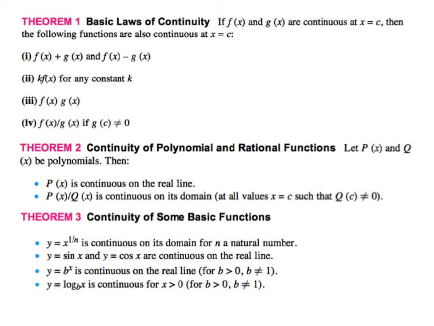Sine and cosine are continuous. Exponentials are continuous for base greater than 0, and logarithmics too. So essentially what we're saying here is think about all of the domain restrictions that we've discovered along the way. All of them hold true, and if we're not dealing with a domain restriction, then we can assume continuity.